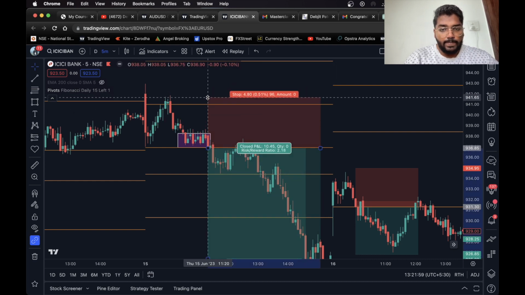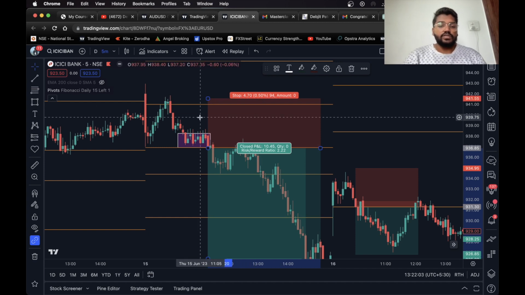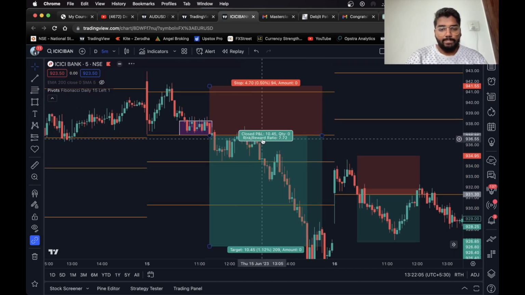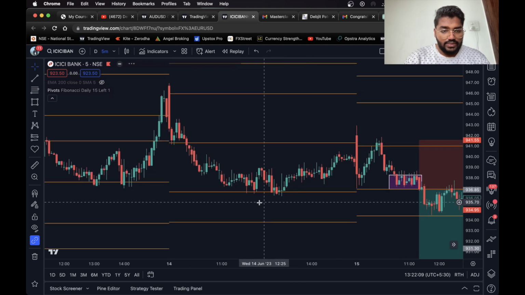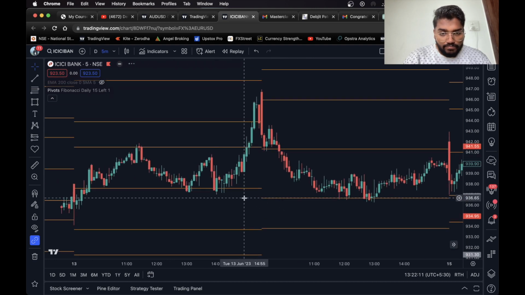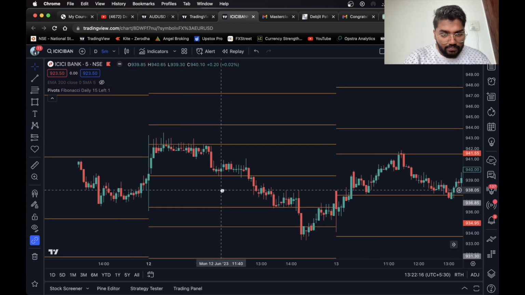Or if you don't want to put the stop loss very tight, what you can do is, you can just keep it here. See here also, just above the pivot level, which is 0.5% stop loss, which is perfect for intraday, right? So this is how you simply place your stop losses in intraday. Okay, I'll just check for more examples.